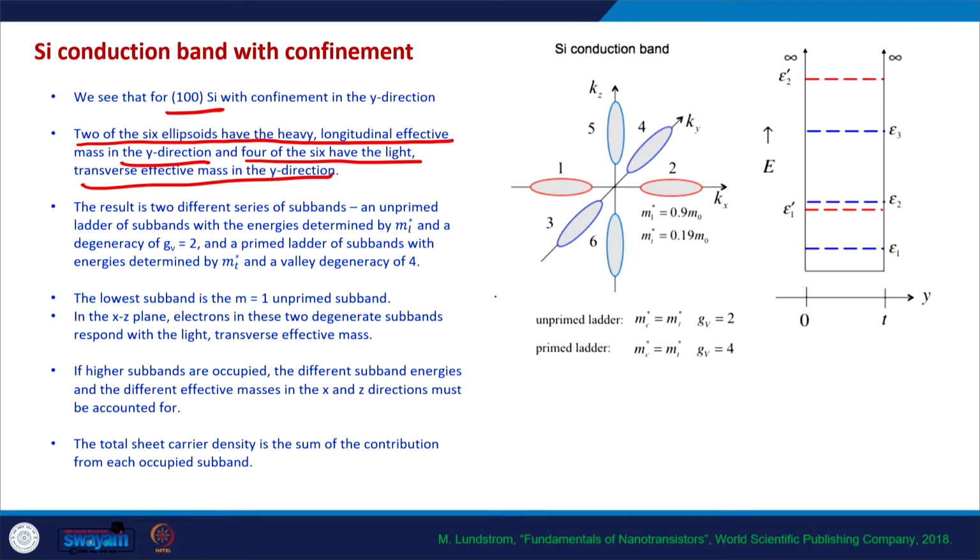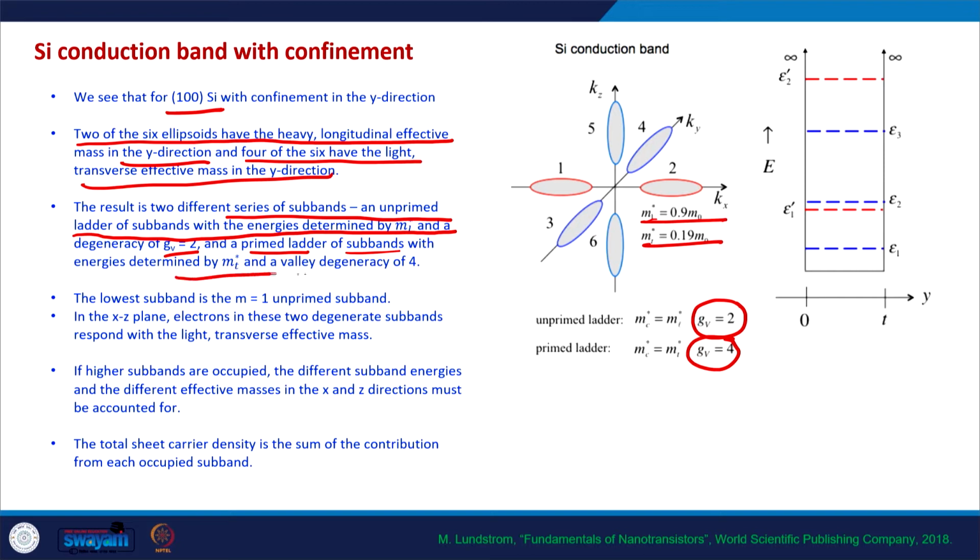That we have seen as well, that now we get 2 kinds of electrons, heavy electrons and light electrons. The heavy electrons have a degeneracy of 2 and the light electrons have degeneracy of 4. The result is 2 different series of subbands, an unprimed ladder of subbands with energies determined by the longitudinal effective mass with degeneracy 2, and a primed ladder of subbands with energies determined by the transverse effective mass. So this we have also seen in our previous discussion.